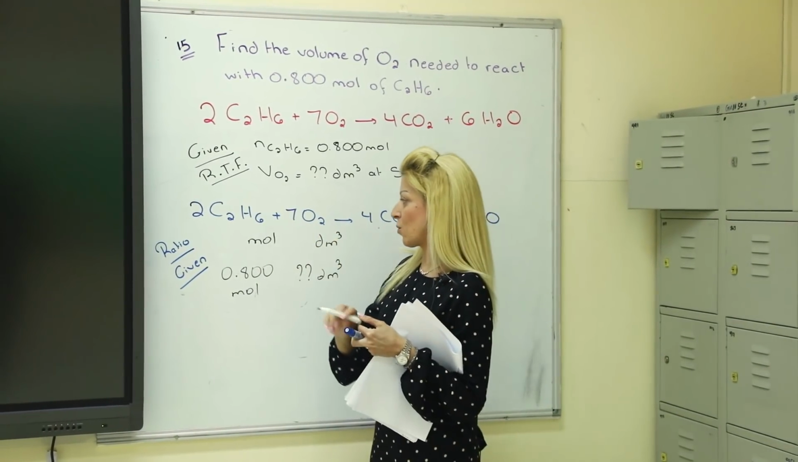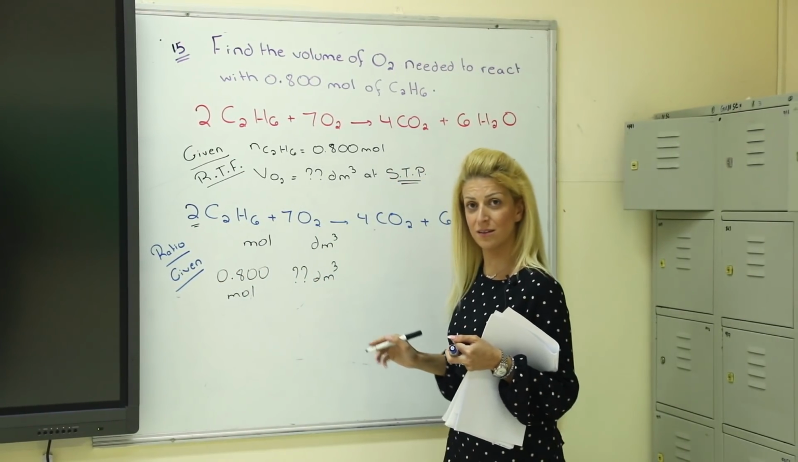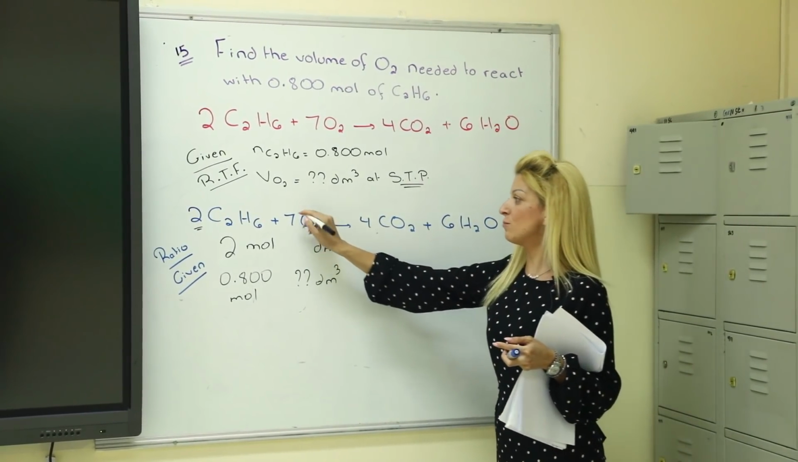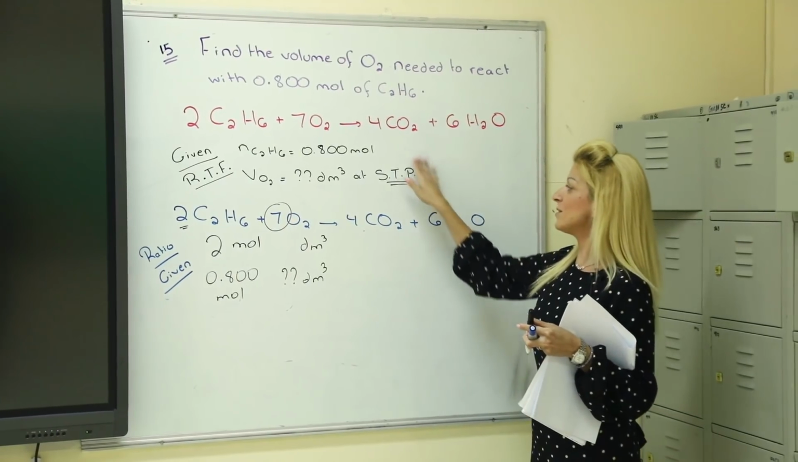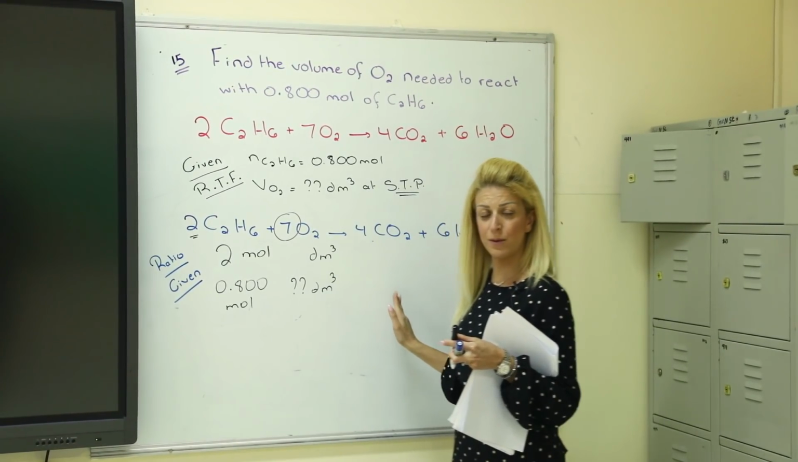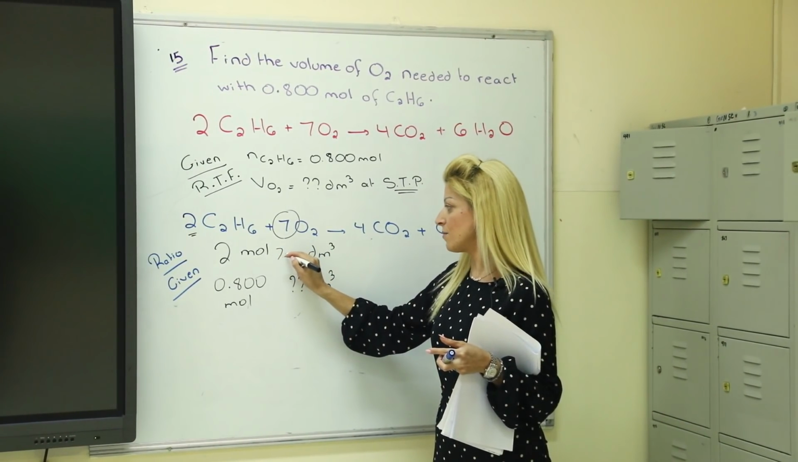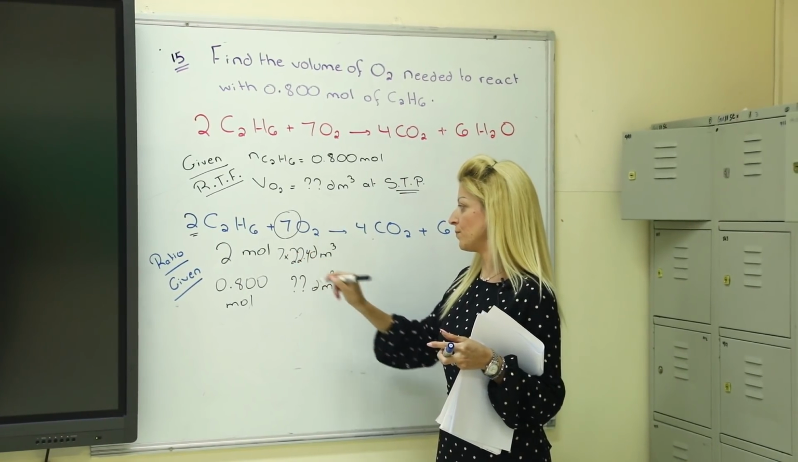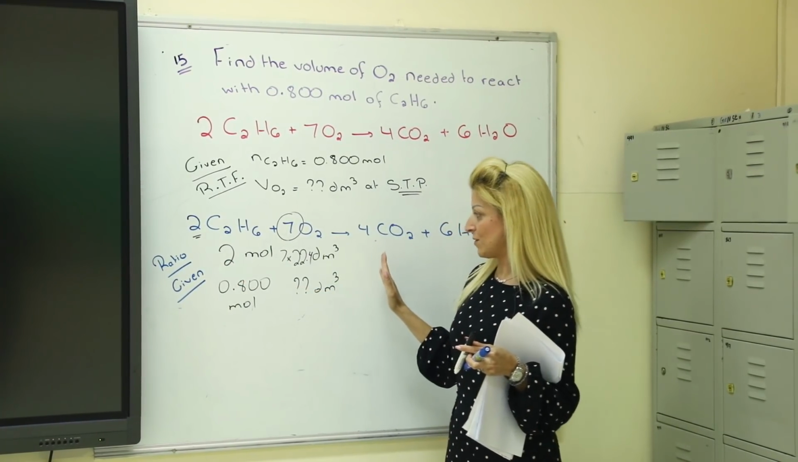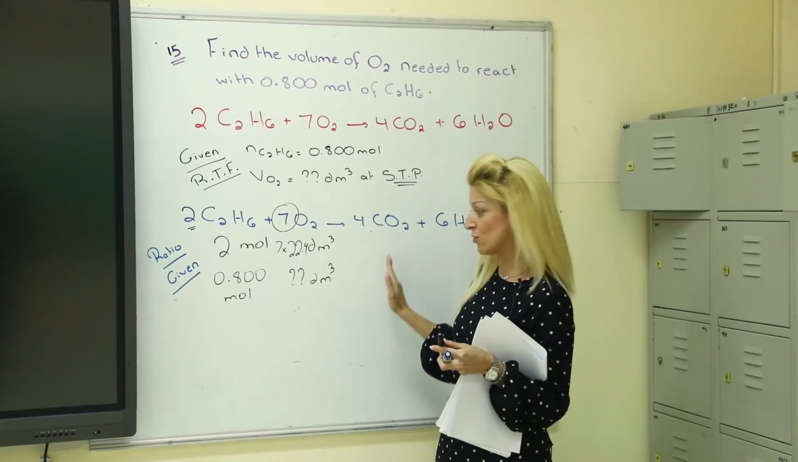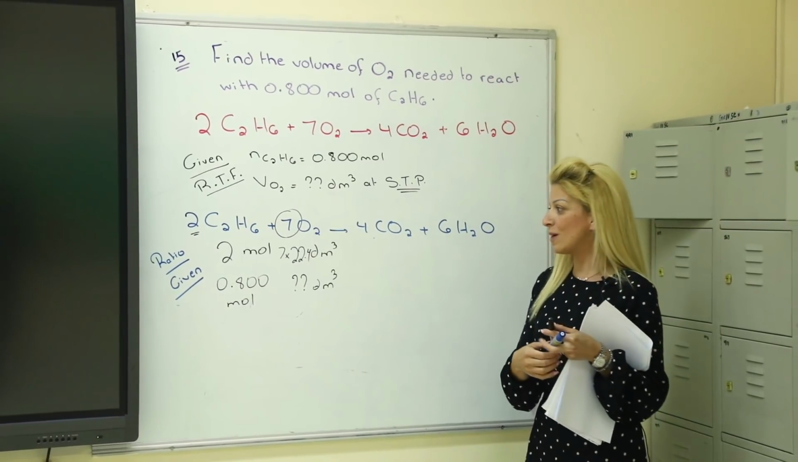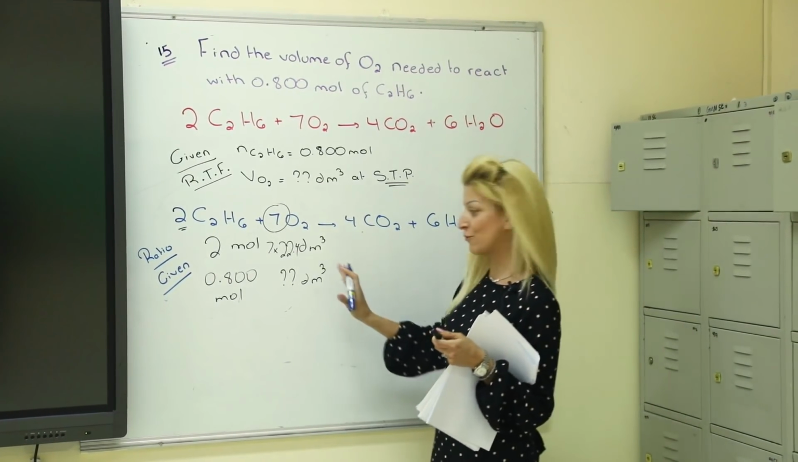So looking at the balanced equation, we have 2 C2H6, so we have 2 moles of C2H6 that react with 7 moles of oxygen. The question says that the reaction is at STP, and 7 moles of a gas at STP will occupy 7 times 22.4. So 2 moles will react with 7 times 22.4 decimeter cubed. So 0.8 moles will react with what volume of oxygen? We do a simple cross multiplication to get our final answer.